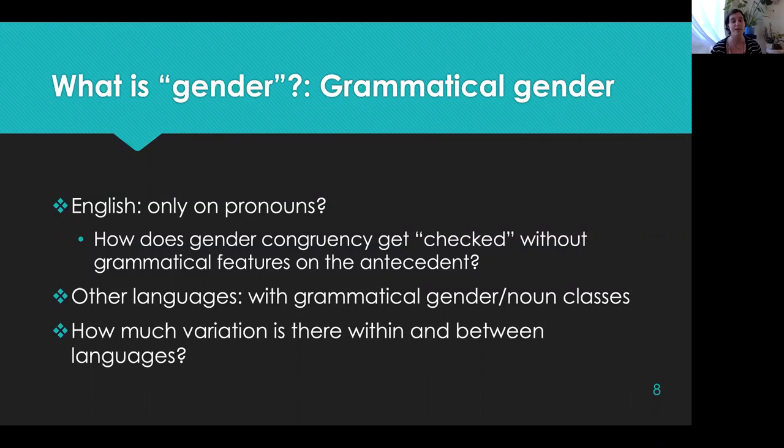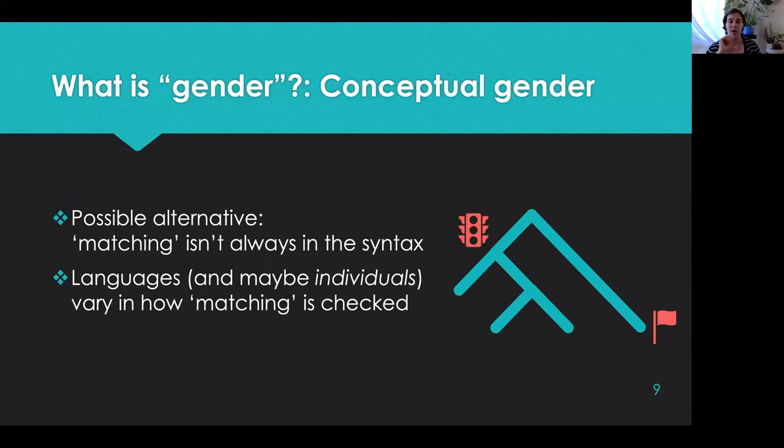So maybe also we can think about the word matching, which I've been putting in quotes. When I talk about matching, if you're familiar with coreference, you might think of binding conditions, or you might think of feature retrieval. And in these cases, there's something stored in the mind that labels a word or a phrase as having a feature. And the feature of that word or phrase would need to then match the feature of the pronoun in order for those two to successfully link up. But we see this variation in English and in other languages. And so maybe it's not actually the syntactic matching that's what's being checked.